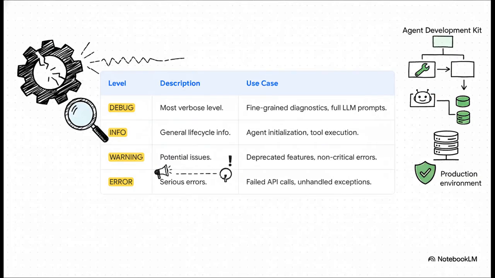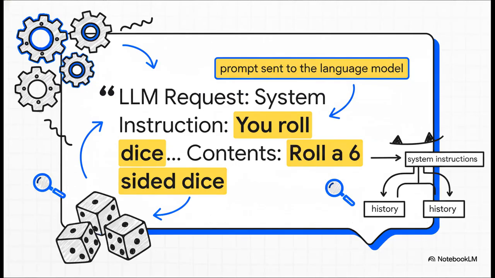Now, when things inevitably go wrong, logging is your absolute best friend. The ADK uses Python's standard logging, which gives you really fine-grained control. You can crank it up to debug for a super deep inspection, or dial it back to info or error for your production environments. And here's a perfect example. A debug log like this is invaluable for troubleshooting because you can see the exact prompt that was sent to the language model, system instructions and all. You can see precisely what the agent is thinking, which is amazing for figuring out why it did what it did.